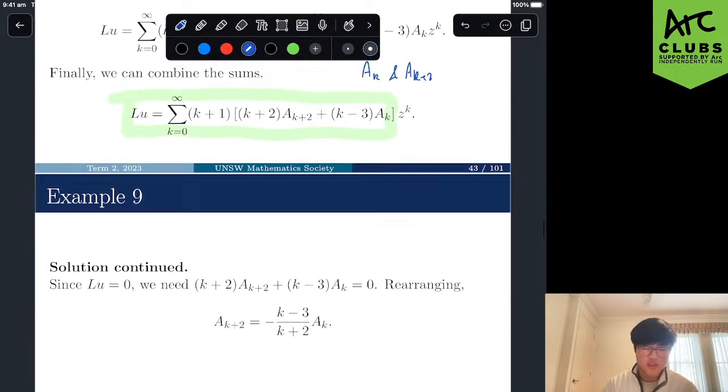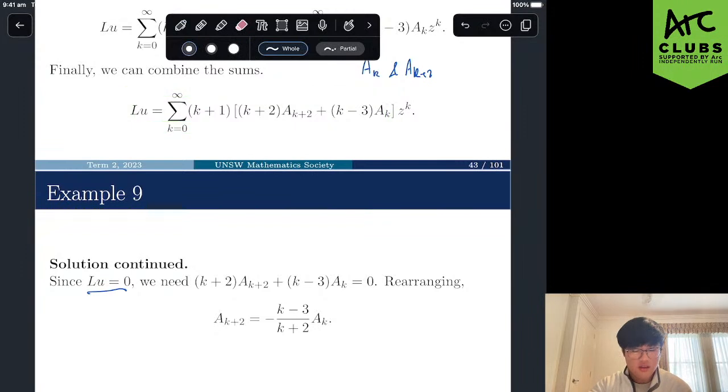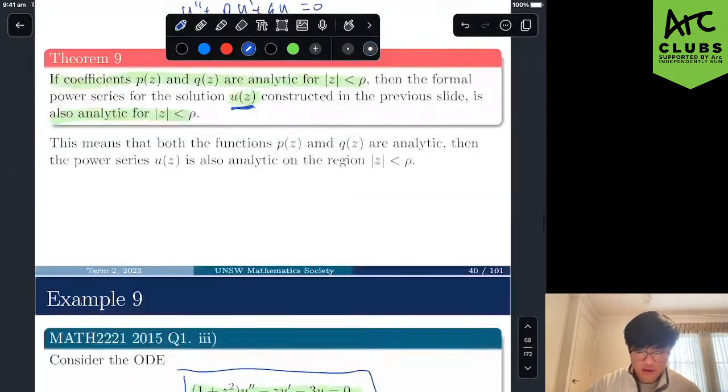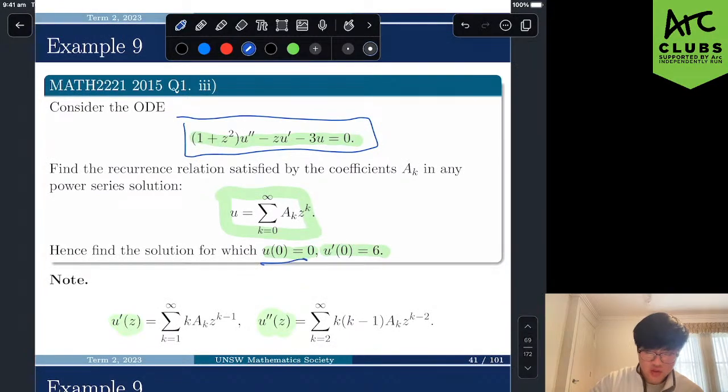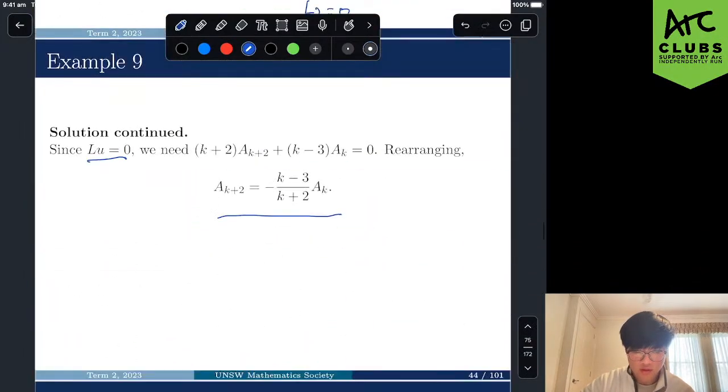We want L of U to equal 0 by the definition of the equation. So that means the inside coefficients need to equal 0. And if that's the case, we rearrange to get this equation here. The question also asks us to find the solution for which u of 0 equals 0 and u dash 0 equals 6. So let's take that into account on this slide here.